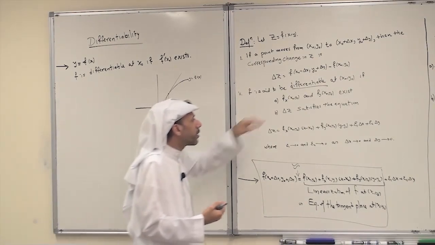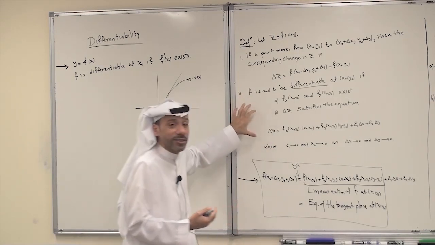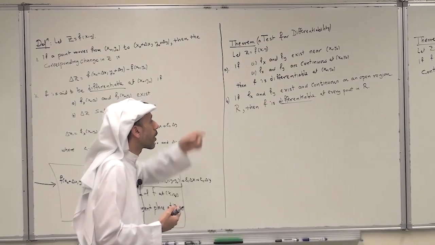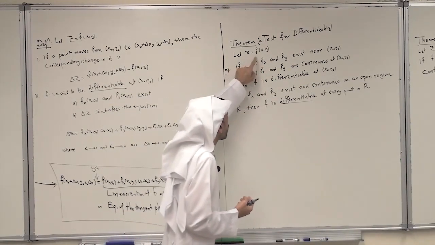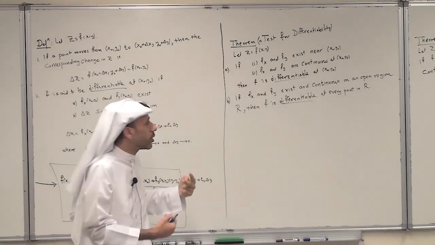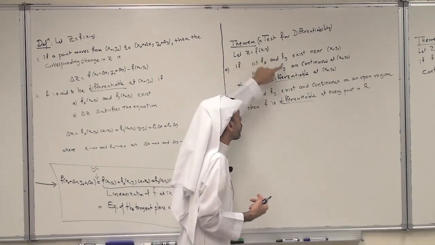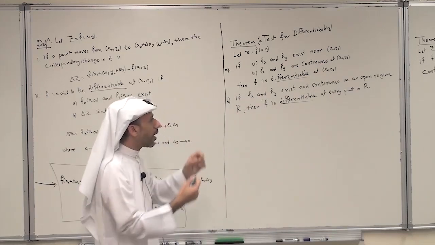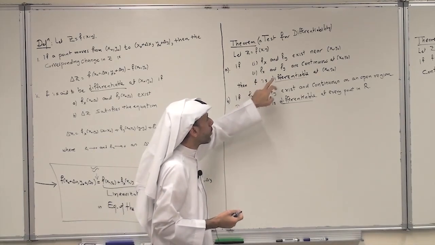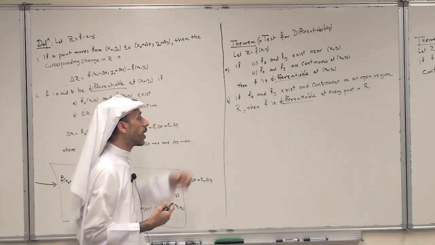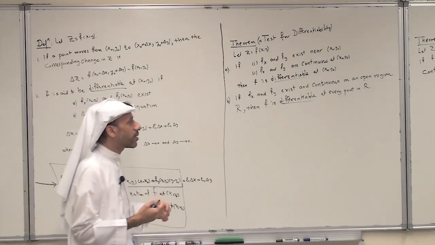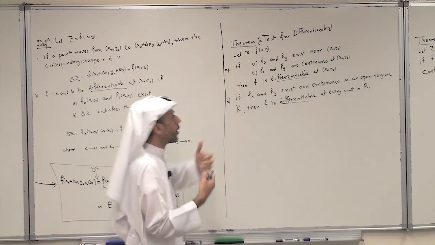In practice, of course, to check differentiability we do not use this definition here. In practice, we use the following theorem to simplify our check. So we have a test for differentiability. Let z equals f of x, y. If we want to see whether a function is differentiable at a point x0, y0, we have to check two conditions. The first condition: f sub x and f sub y exist near x0, y0, and by near x0, y0 we mean in a small region containing x0, y0. The second condition: f sub x and f sub y are continuous at x0, y0. If these two conditions are satisfied at a point x0, y0, then we say that f is differentiable at that point. So this is a quick and simple test to check differentiability at a point.